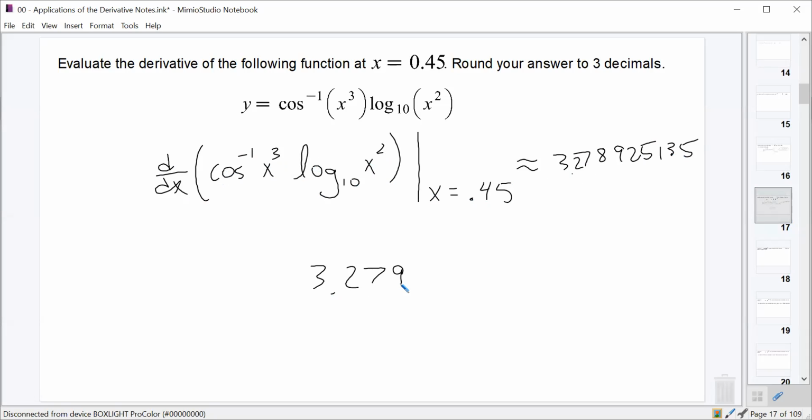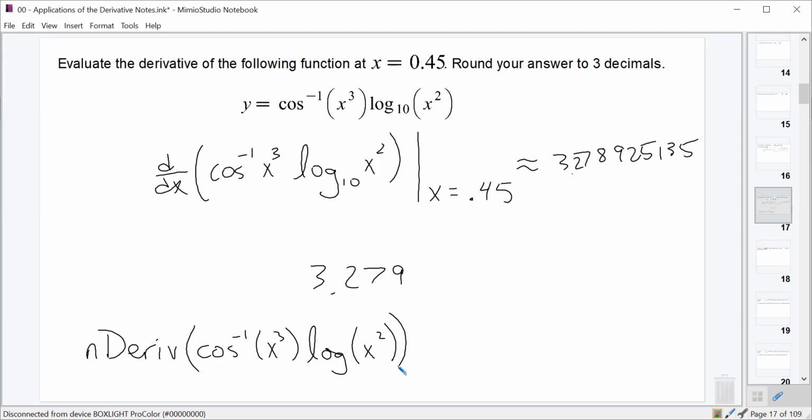And if you're one of the people that has an older calculator, and when you hit nDeriv, it just pops up saying nDeriv with a parenthesis, it's pretty straightforward. All you got to do is type in the function, inverse cosine x cubed, log, and your calculator won't say base 10, so we'll just say log of x squared, close your parentheses. Oh, not close your parentheses, this is the other way.